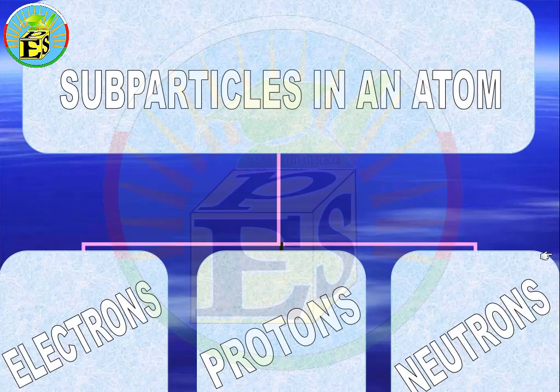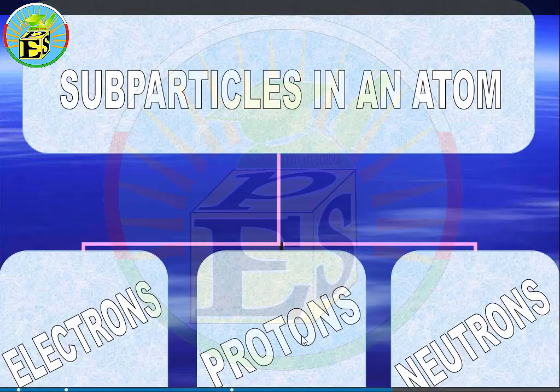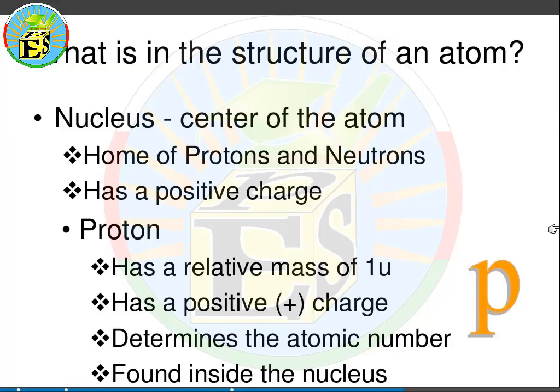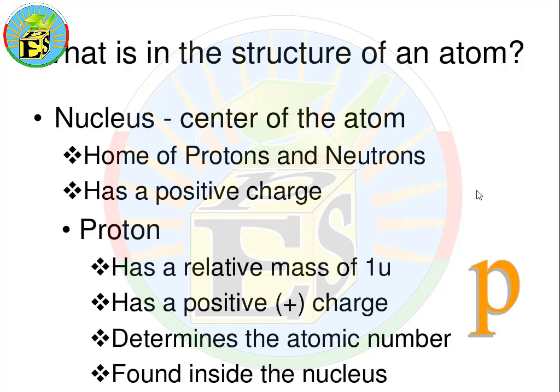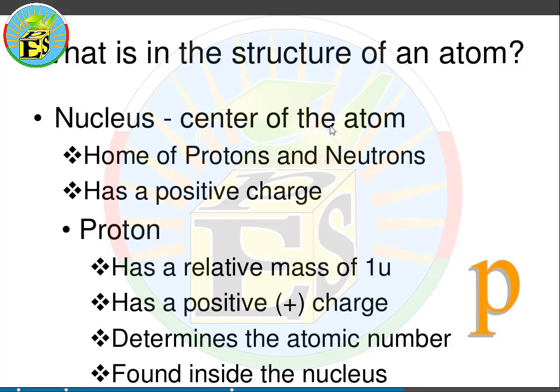Subparticles in an atom: electron, proton, and neutron. What is in the structure of an atom? Nucleus, the center of the atom, is the home of protons and neutrons and has a positive charge.